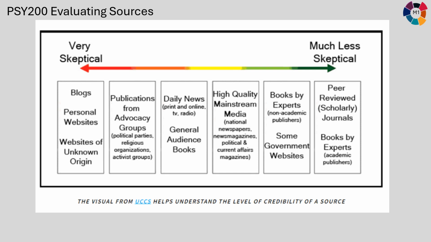So hopefully this clears things up. As we start to find sources for our project, it's okay to take some information from the yellow or the orange areas on this list. I just wouldn't take all my information from there. I would make absolutely sure that we're all including some peer-reviewed journals in our sources.